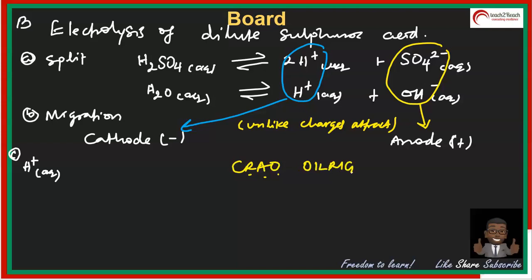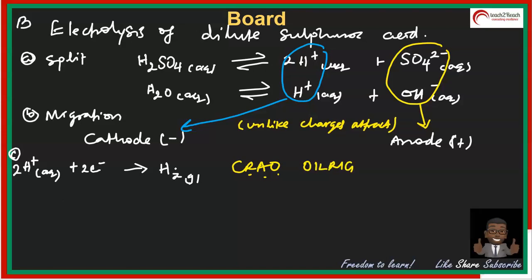Reduction is the gain of electron. So that means your hydrogen ion is going to gain electron. Each hydrogen ion gains one electron to form hydrogen gas, because hydrogen is a diatomic gas. So I'm going to multiply this by 2 and 2.